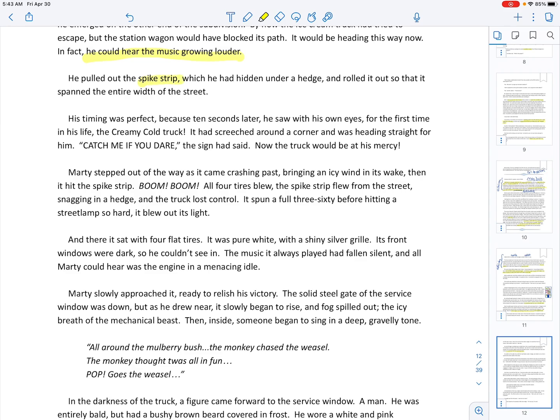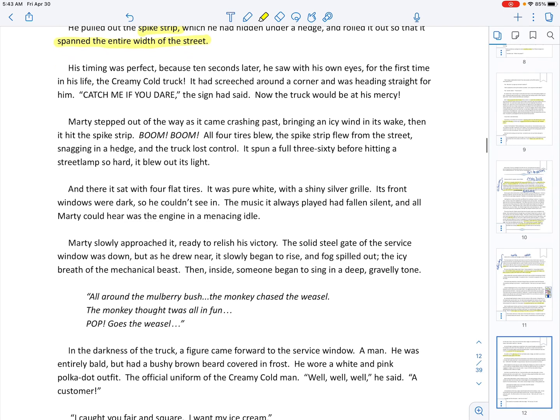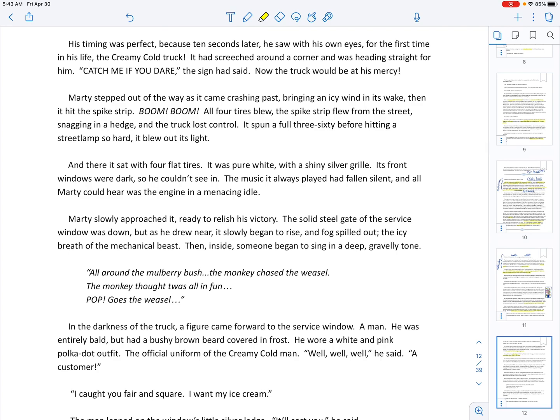He pulled out the spike strip that he had hidden under a hedge and rolled it out so that it spans the entire width of the street. So there's no way that the ice cream truck can avoid this. His timing was perfect because 10 seconds later he saw with his own eyes for the first time in his life the creamy cold truck. It had screeched around the corner and was heading straight for him.